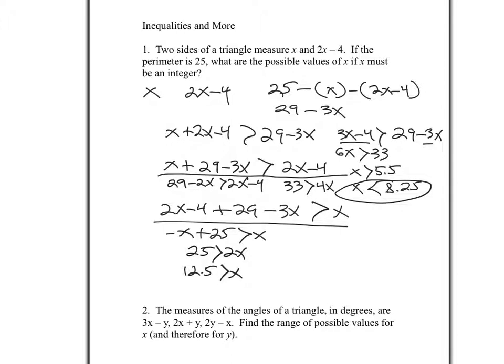So here's what we have. The most restrictive conditions: 5.5 is less than x is less than 8.25. And so if x has to be an integer, we can say that the only integer values that satisfy this are x is equal to 6 or 7 or 8. Those are the integers that are between 5.5 and 8.25. All right, so let's take a look now at our next problem here.